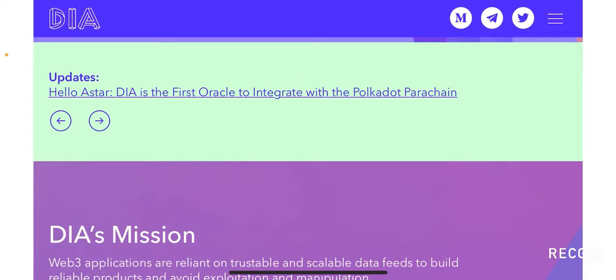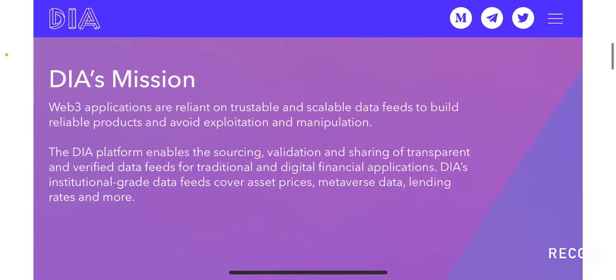Similarly, Polkadot will have its own bull run, and when that happens, I think DIA is definitely going to benefit significantly from that, right? So here they have DIA's mission, which is again to make sure that they provide transparent, scalable, and trustworthy information in a fully decentralized manner, right? So you can read through their mission here.